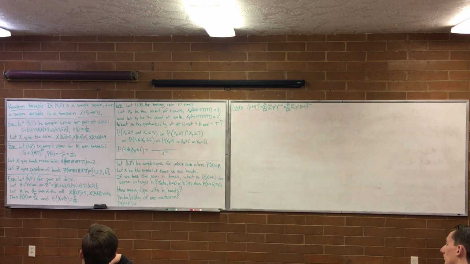Okay, so now, what's the probability of rolling a 7? How are we going to do that?